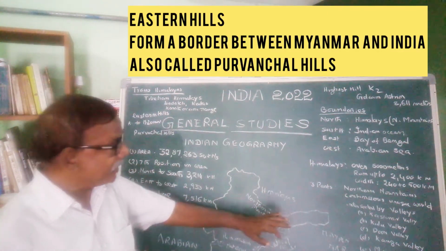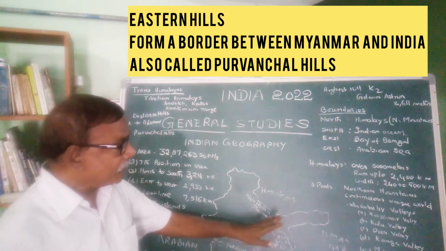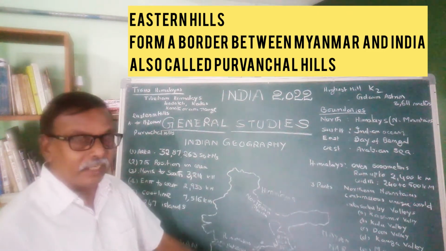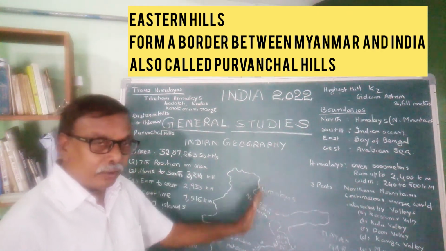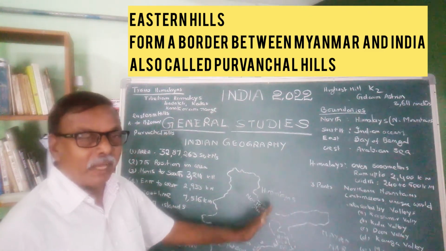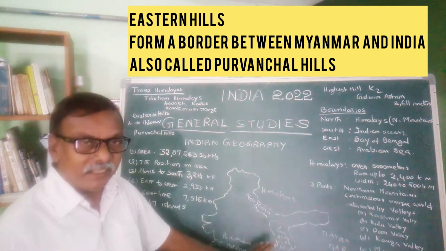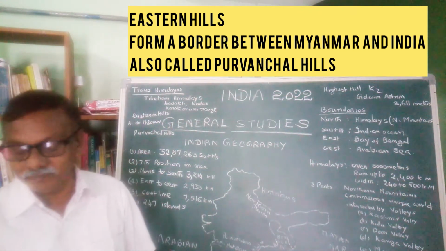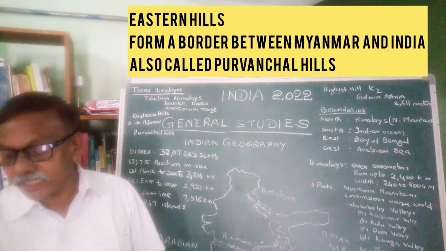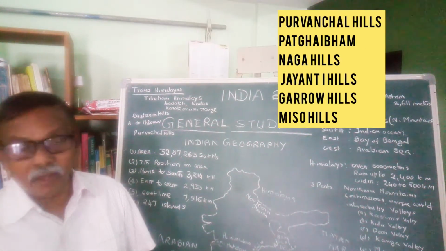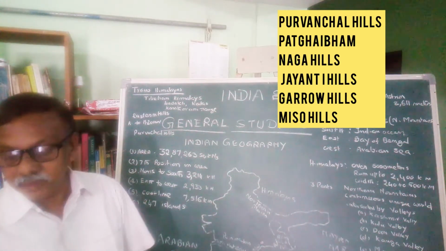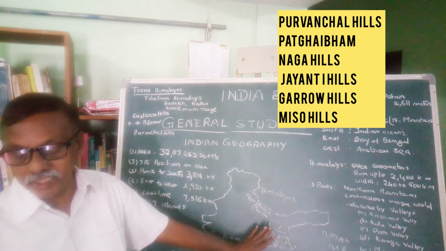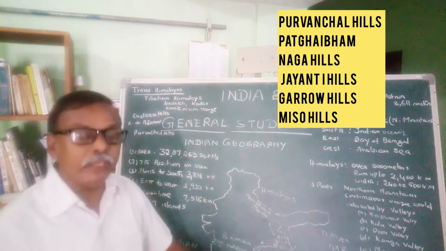These Himalayas suddenly turn at Arunachal Pradesh southwards and form a border-like structure, and this border-like structure of the Himalayas is known as the Purvachal Hills, and they act as a border to Myanmar. Some of the Purvachal Hills are Patkai, Bum, Naga Hills, Jayanti Hills, Garo Hills, and Mizo Hills.